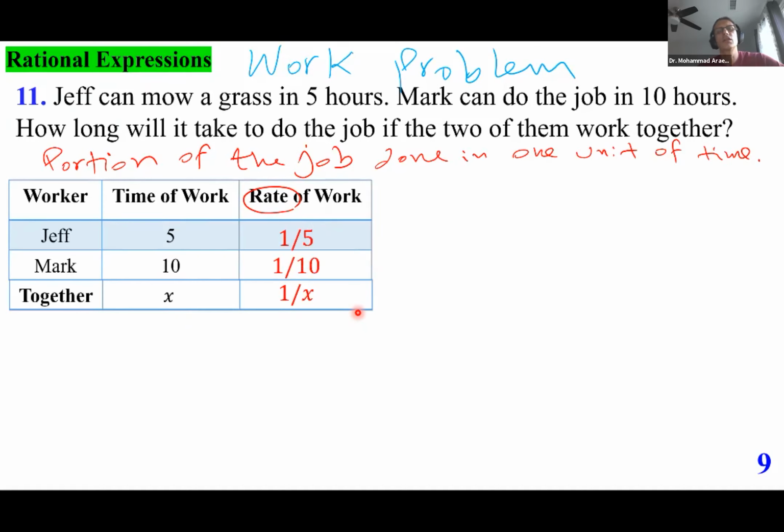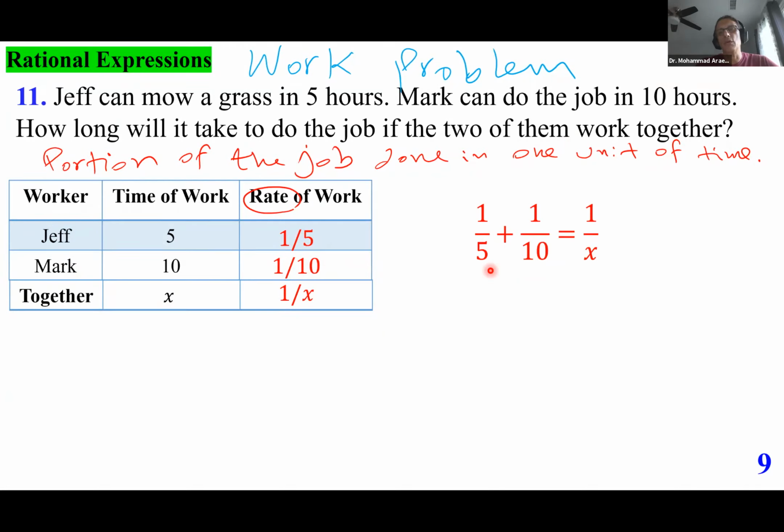So this is the concept of a rate. So in 1 hour, 1 unit of time, we can add them up: 1 unit of time for Jeff, 1 unit of time for Mark, portion of a job. And in 1 unit of time, portion of a job, so they add up to 1/x. Look at the second column. The reason we add them up is because they are working together. Here's their efforts over the course of 1 unit of time.